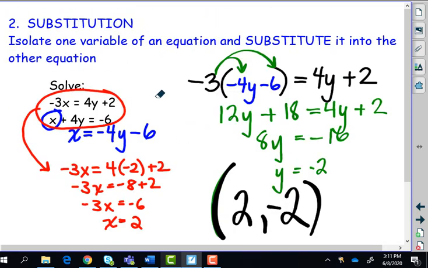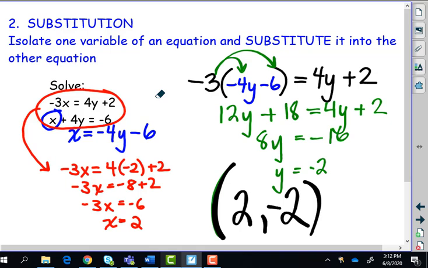It's called the substitution method. Now the substitution method is very popular, I might say second most popular method. Some people use this one all the time, and that's okay. Substitution method works well, especially when you can get one letter by itself. Just like in the last chapter, sometimes you have to rearrange the equations.